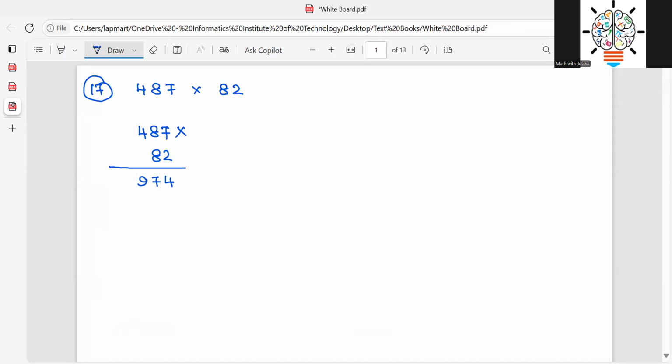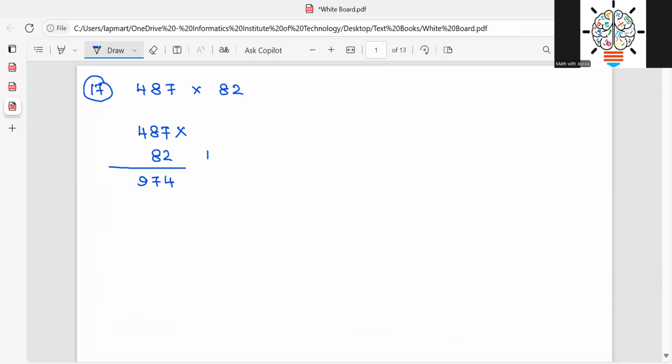Now you know how to do this. 2 times 7, 14. 1 remainder. 2 times 8, 16. 16 plus 1, 17. Again 1 remainder. 2 times 4, 8. 8 plus 1, 9. Then I want to multiply 487 by 8, right? But where I'm going to write the answer, I want to start from the tens place because 8 is in the tens place. And when I'm writing the answer after multiplying 487 by 8, I want to start from the tens place.